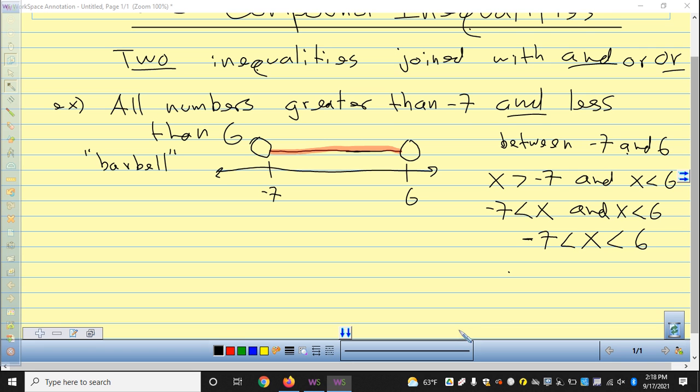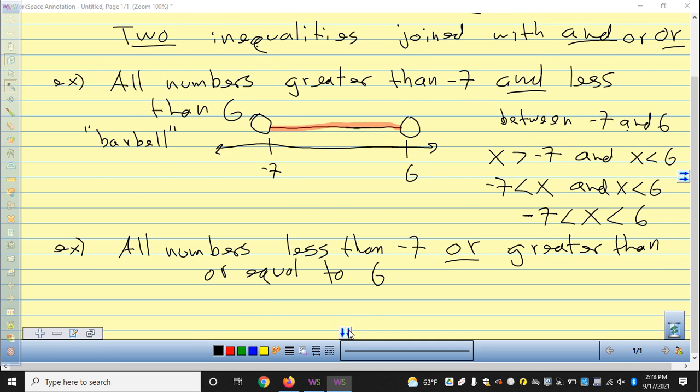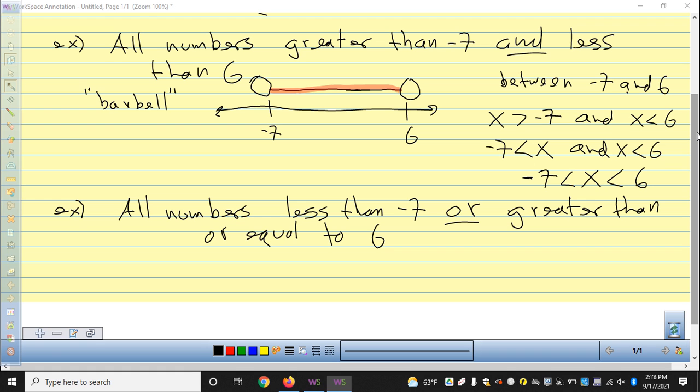An "or" inequality sounds just like it is. All numbers less than -7 or greater than, I'm going to say or equal to, 6. So we have the "or" there.